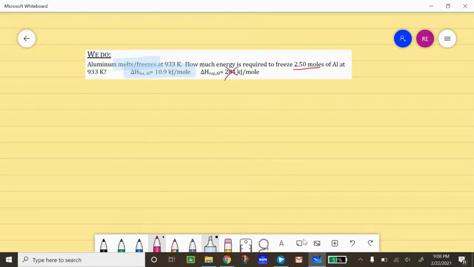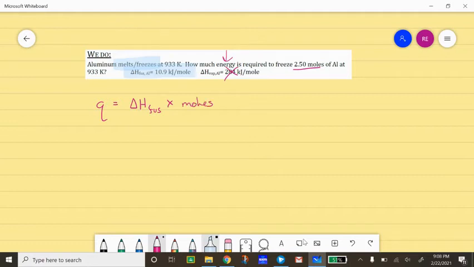We're probably also going to need this 2.5 moles of aluminum as well. So we want to calculate the energy that's required. So again, we're using Q for this one, but instead of using Q equals mC delta T, we're using Q equals the enthalpy of fusion times the number of moles.